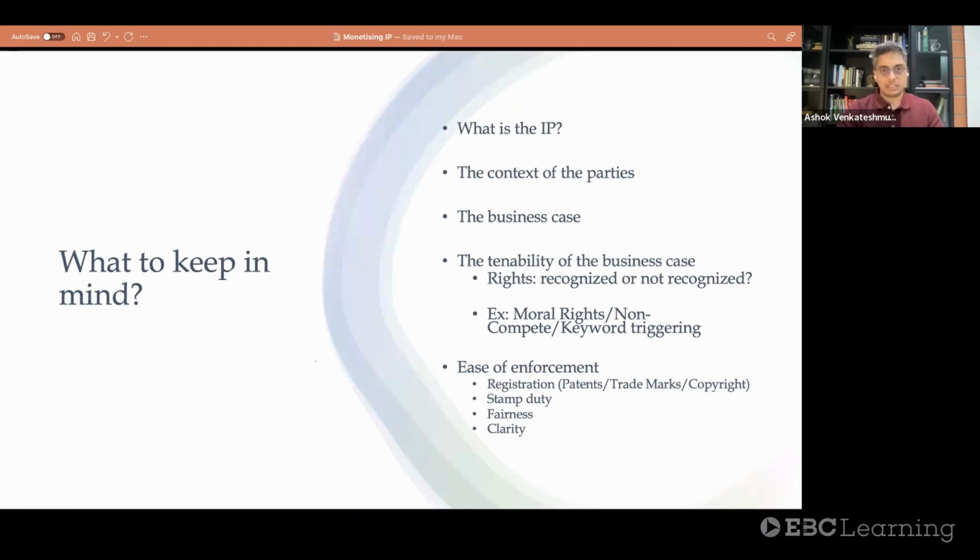But let's take another example, non-compete clauses. If today I enter into an agreement with another party, and it says that even after the agreement comes to an end, for a period of 1 or 2 years, you will not compete with me or work with my competitor, that kind of a non-compete clause could have definitive questions regarding enforceability due to Section 27 of the Indian Contract Act.